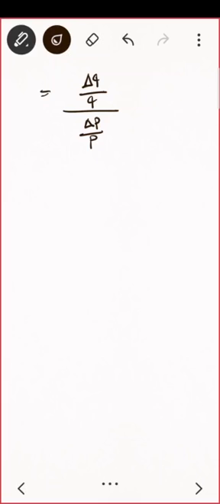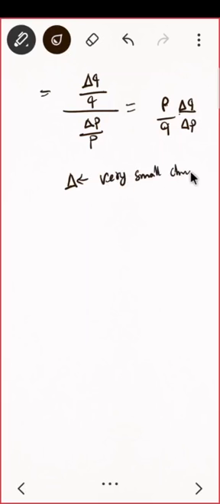So yeah, so it will be what? You can write it as p upon q into delta q upon delta p. Remember, first p upon q comes, then delta q upon delta p. Okay. What do you mean by delta? Very small change. And what is q? Quantity. And what is p? Price.